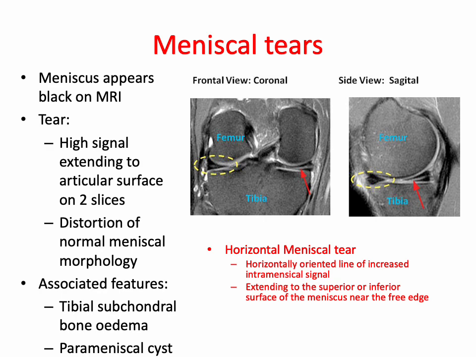Plain films and CT are usually unhelpful in diagnosing meniscal tears. MRI has a relatively high sensitivity and specificity for meniscal tears and is the modality of choice when meniscal tear is suggested, with sagittal images being the most sensitive.